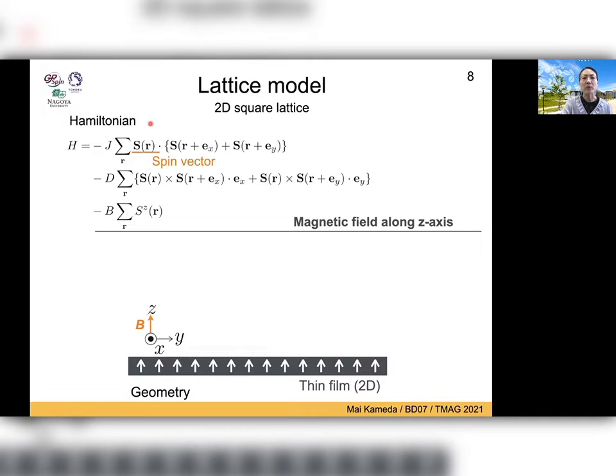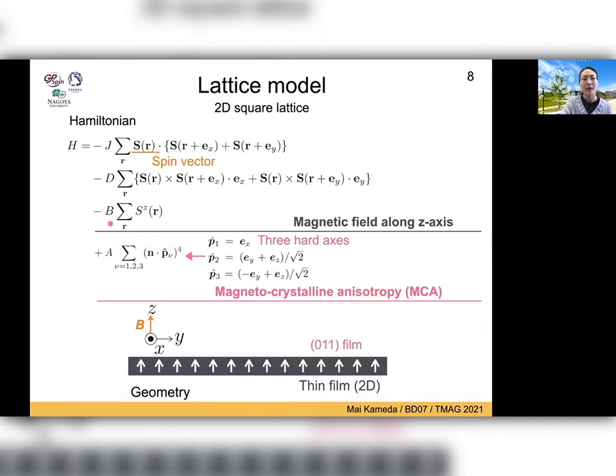The Hamiltonian is composed of four terms, three of which are the same as the typical model. The first term is the spin exchange interaction. The second term is the Dzyaloshinskii-Moriya DM interaction. And the third term is the Zeeman interaction. The fourth term gives the anisotropy potential, magnetocrystalline anisotropy.